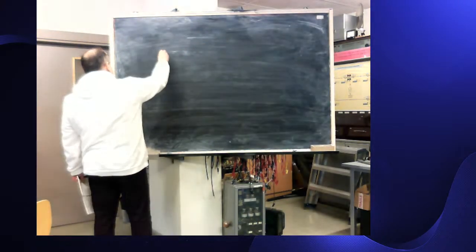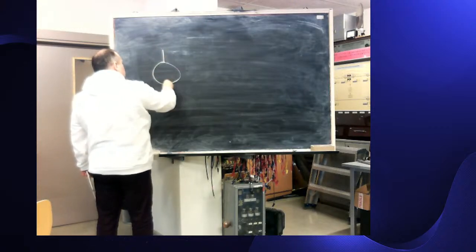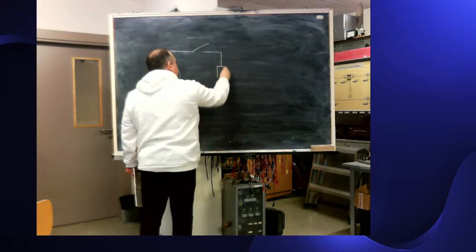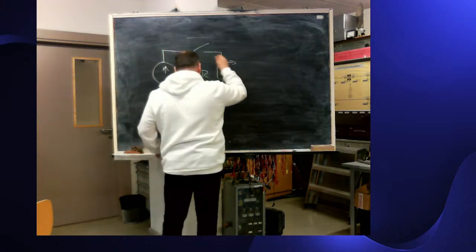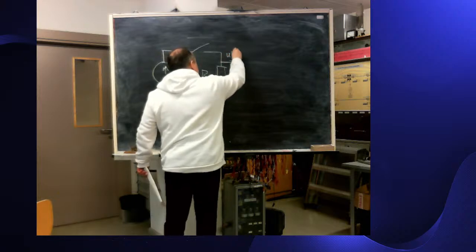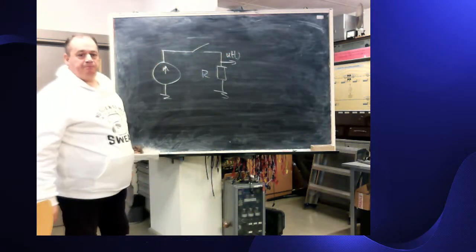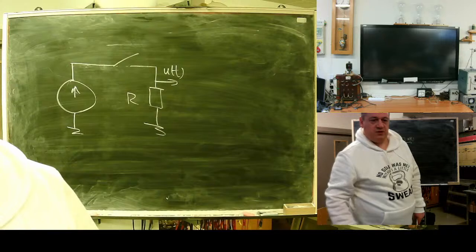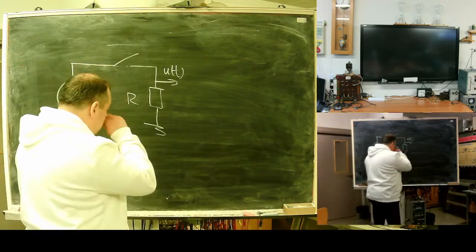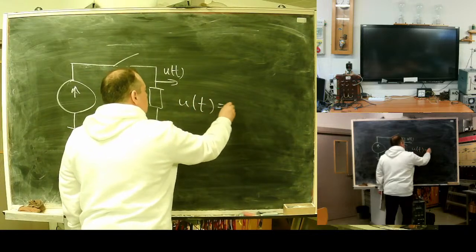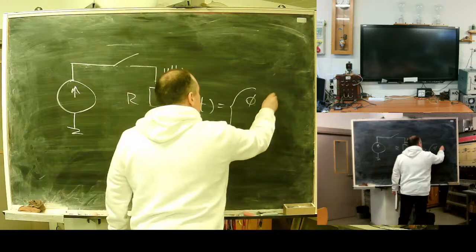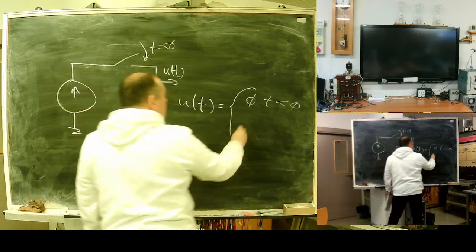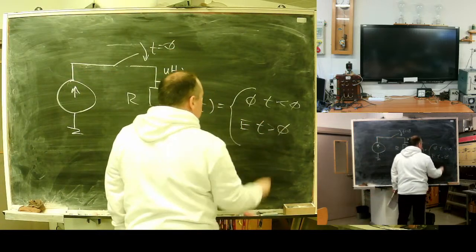Let's say I have a network like this: ground, switch, resistance, and this will be, let's say, my output voltage. Maybe I'll switch this way. Yes, here is my output voltage. So my voltage will be 0 when time is less than 0, because the switch activates at time 0, and E when time is greater than or equal to 0.